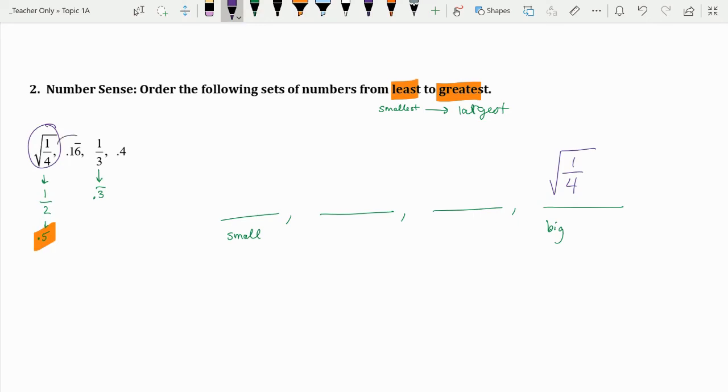My smallest number here I can see is 0.16 repeating. And then the other two, we want to go 0.3 would come next. So it's going to be 1/3 next, and then 0.4 after that. The whole goal of this is that they are real numbers. They are all rational numbers. And we wanted to try and see if we can use our number sense to order these rational numbers. So I hope this video helped, and I look forward to seeing you tomorrow.